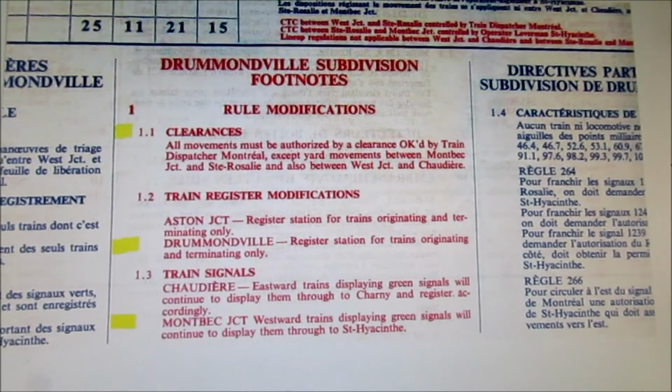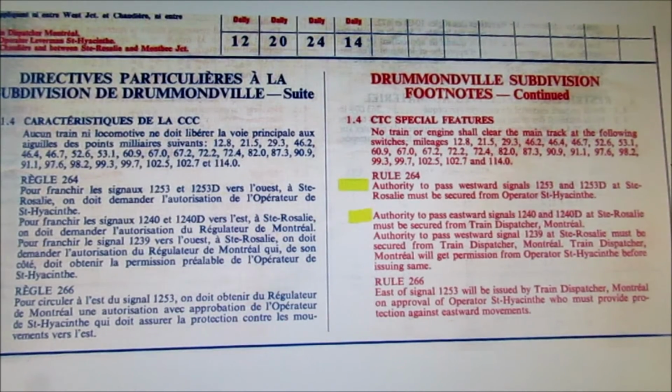Drummondville, of course, and other information. CTC special feature, again, Rule 264, etc. We use slightly different rules, but dispatch still needs to give you clearance, and you need special authorization to move to a certain area, pass a switch, move a switch, etc.